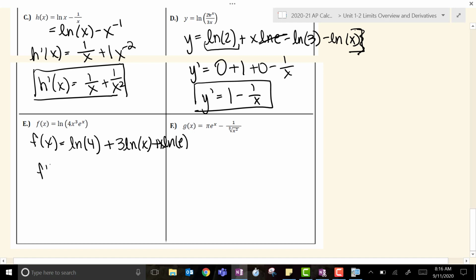Again, when you're derivating the natural log of a constant, you guys know this, it is 0. We have plus 3 over x. Natural log and e cancel, so then we just have plus 1 over x. So f prime of x equals 3 over x plus 1 over x.